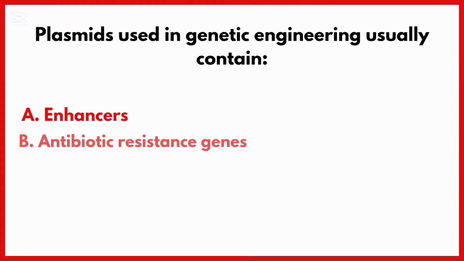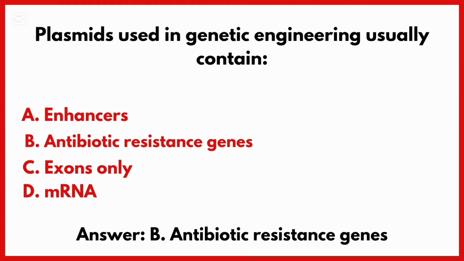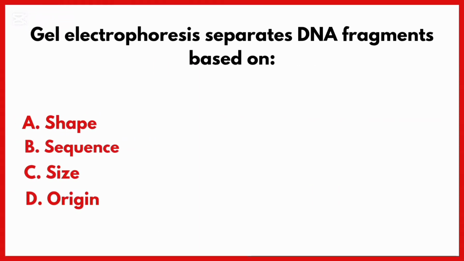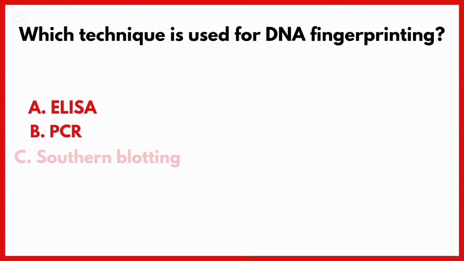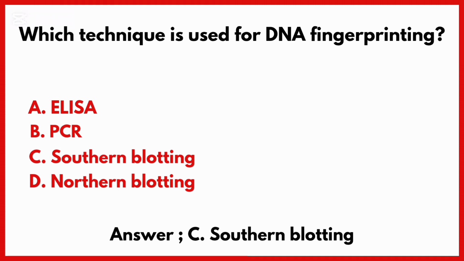Plasmids used in genetic engineering usually contain. Correct answer is option B. Antibiotic resistance genes. Gel electrophoresis separates DNA fragments based on. Correct answer is option C. Based on size. Which technique is used for DNA fingerprinting? Correct answer is option C. Southern blotting.